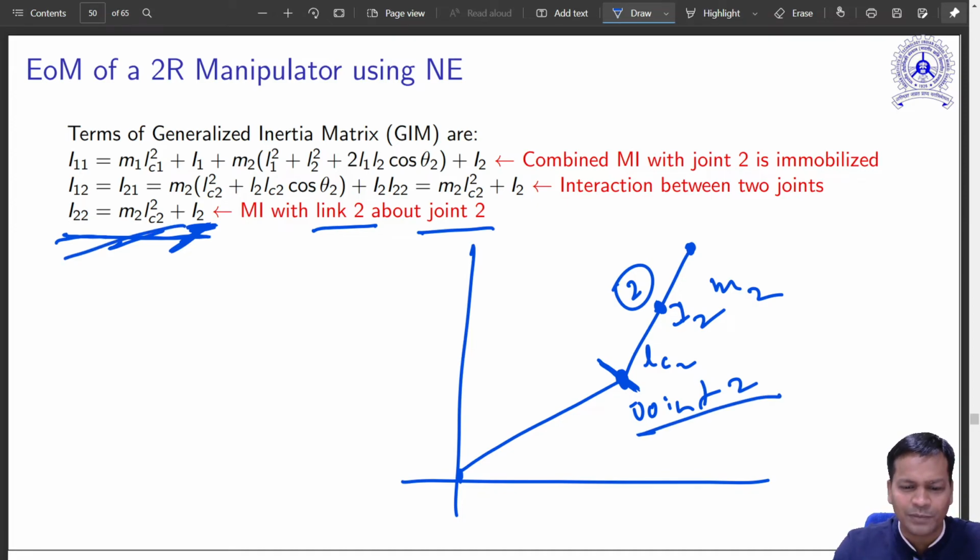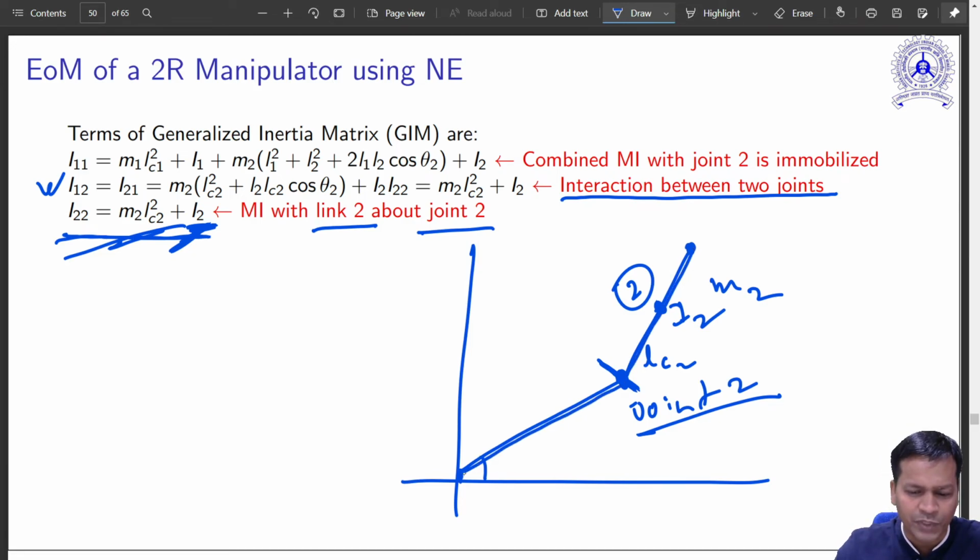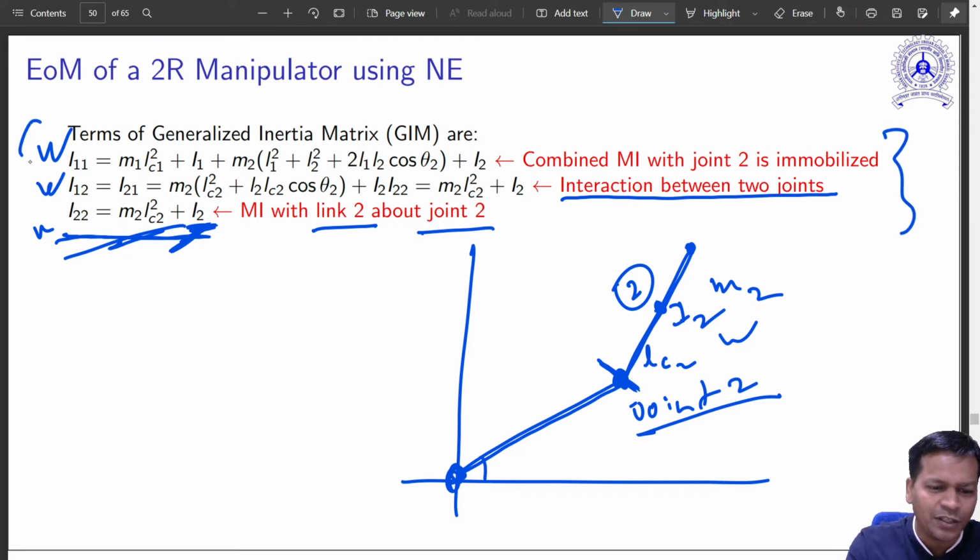So, four terms are there. This one is the coupled moment of inertia, that is, the interaction between these two joints. The first one was a link of this shape. If it is moving, what would be the moment of inertia about this point? It expresses this, whereas this term expresses the moment of inertia about this point for the second link. Got it? That is the physical meaning of this.